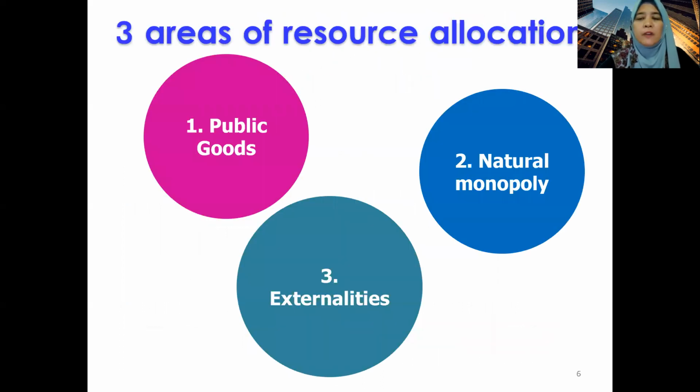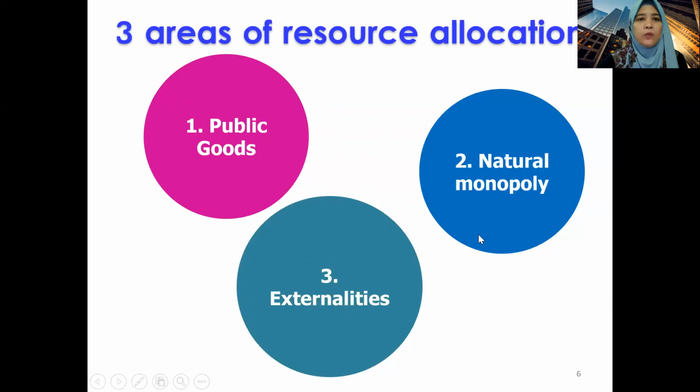So the three areas of resource allocation by the government. The first one is public goods, as we mentioned before. The second one is natural monopoly. In resource allocation we'll see the involvement of the government. The third one is externalities. So these three areas, we will see the government playing a significant role in influencing the resource allocation. So public goods, natural monopoly, and externalities.